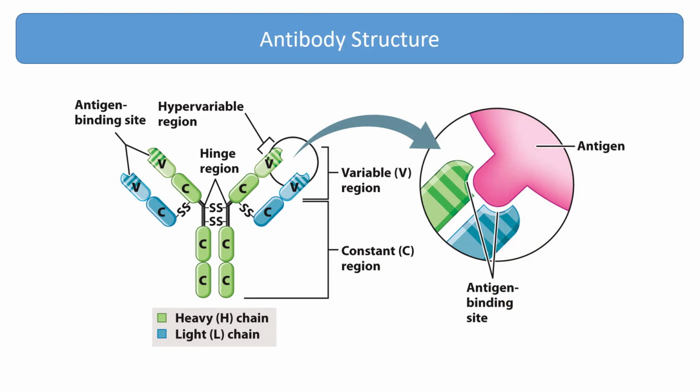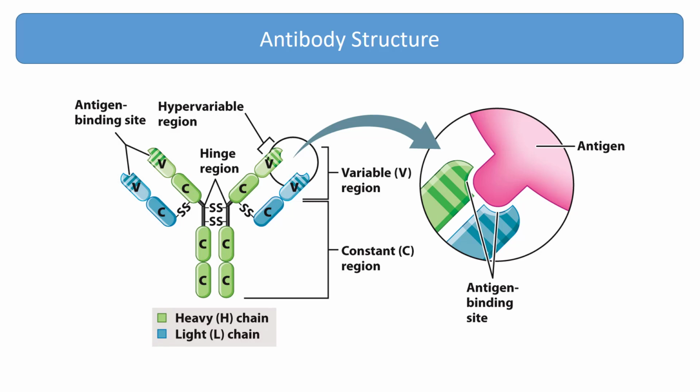Antibodies have a distinctive structure that reflects their specificity for a given antigen. Here, the simplest antibody molecule is a Y-shaped protein made up of 4 polypeptide chains, 2 identical light chains, shown in blue, and 2 identical heavy chains, shown in green. These 2 chain types are so called because of their relative molecular weights. Covalent disulfide bonds hold the 4 chains together.